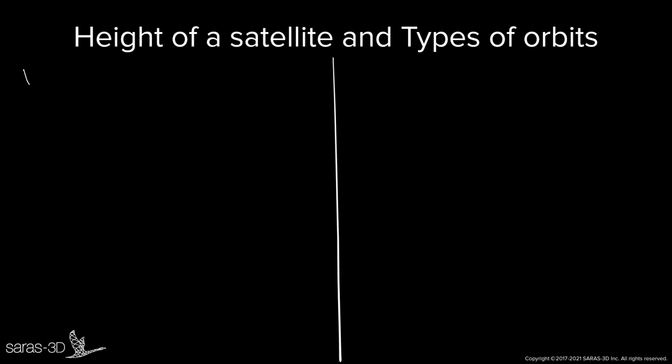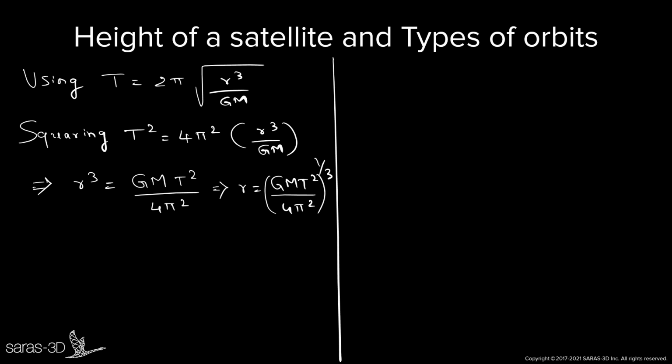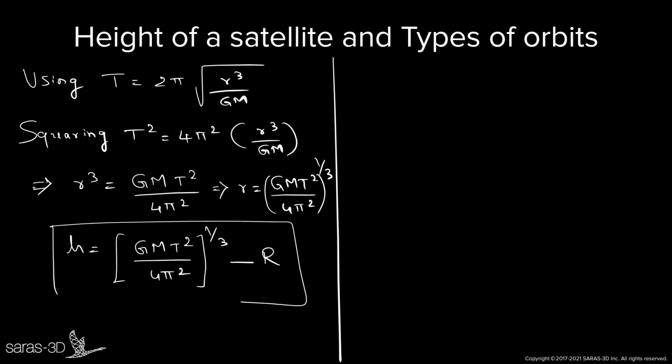Using the equation for time period, we just square it, and it will be T square is equal to 4 pi square into r cube by GM. Here r is the distance of the satellite from the center. Writing down the expression for r cube, r is equal to (G M T square by 4 pi square) to the power 1 by 3. Now note that r is equal to R plus h, so the radius of Earth R we shift to the right hand side, which gives us the height of the satellite. So this is the final expression: the term in the bracket to the power 1 by 3 minus the radius of Earth.